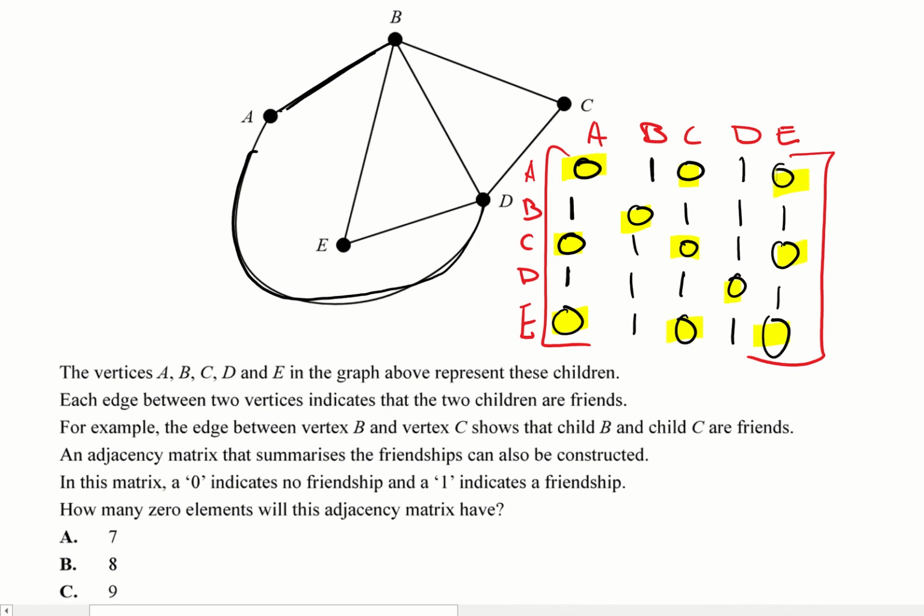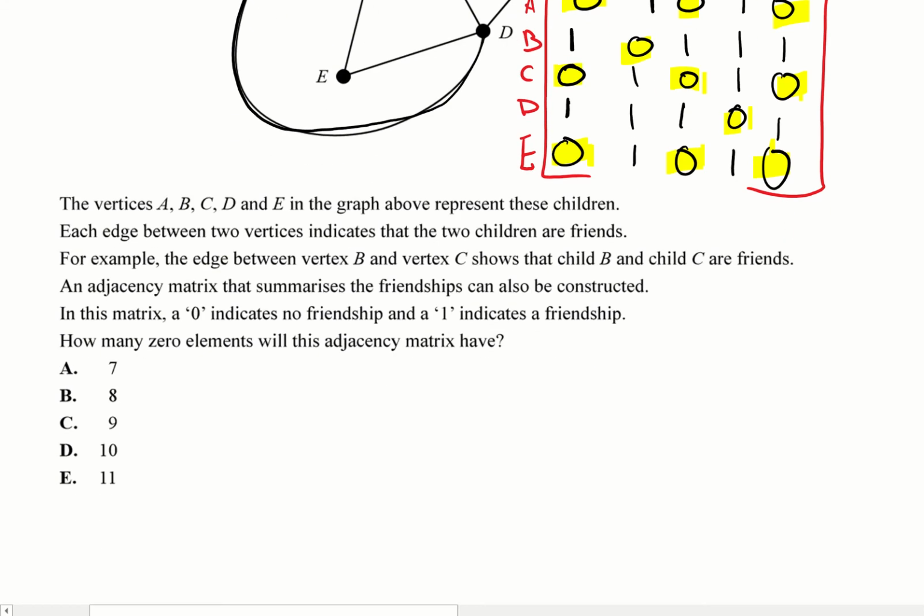So you've got 1, 2, 3, 4, 5, 6, 7, 8, 9, 10, 11. And so, do we have 11 there? And so we circle E.